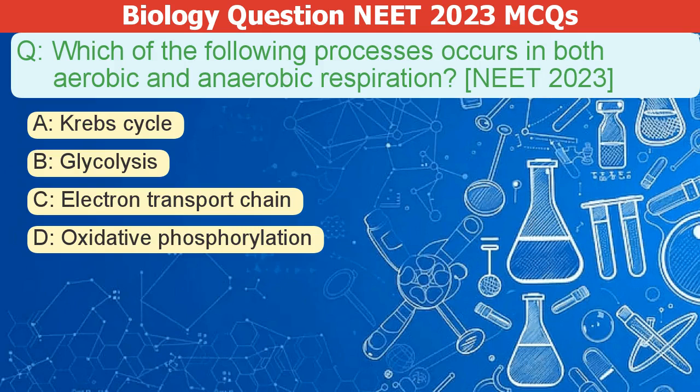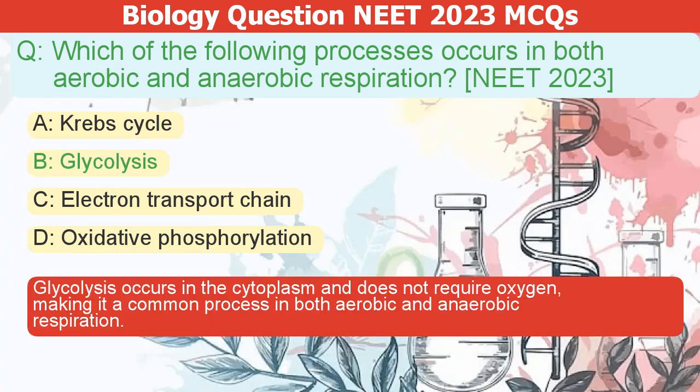Which of the following processes occurs in both aerobic and anaerobic respiration? NEET 2023. A. Krebs cycle. B. Glycolysis. C. Electron transport chain. D. Oxidative phosphorylation. The correct answer is B. Glycolysis occurs in the cytoplasm and does not require oxygen, making it a common process in both aerobic and anaerobic respiration.